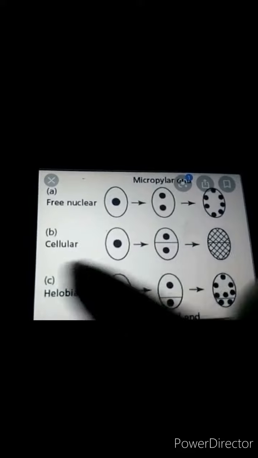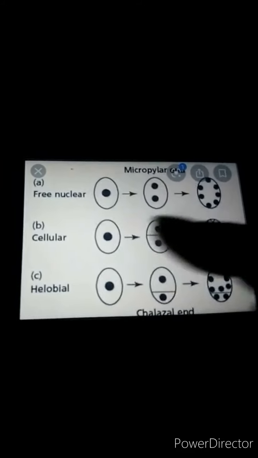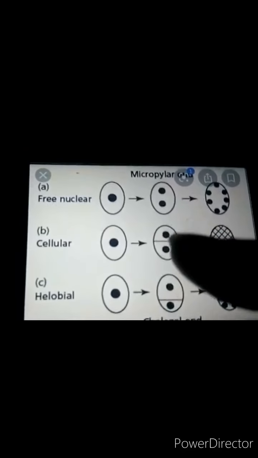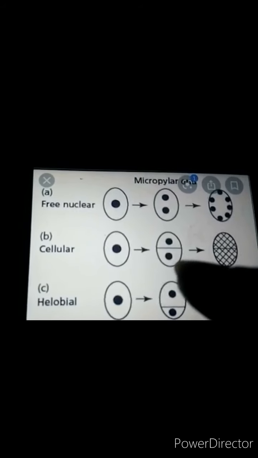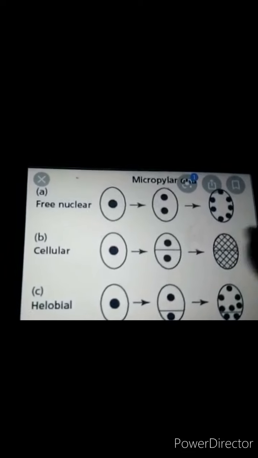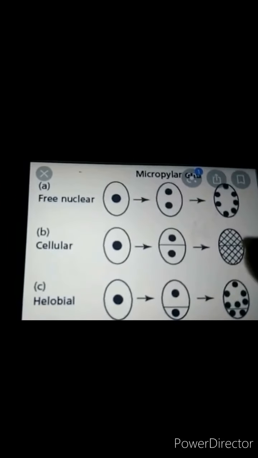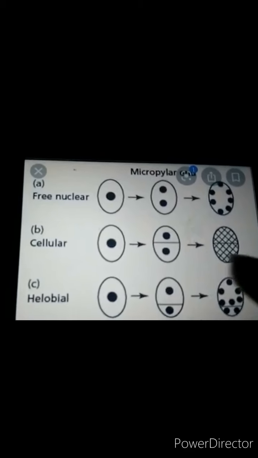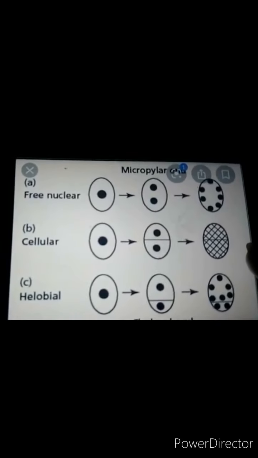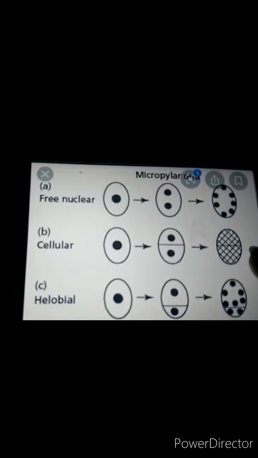Now the next one is the cellular one. Now here, just after the division of the nucleus, the cells are formed. So after the 2 nuclei are formed, 2 cells are seen. Then from 2 cells 4 cells will be there. From 4 cells 8 cells will be there. Then 16 cells, then 32 cells, that way. So that is why it is known as cellular endosperm. The cream or the malai that you eat from the coconut is the cellular type.